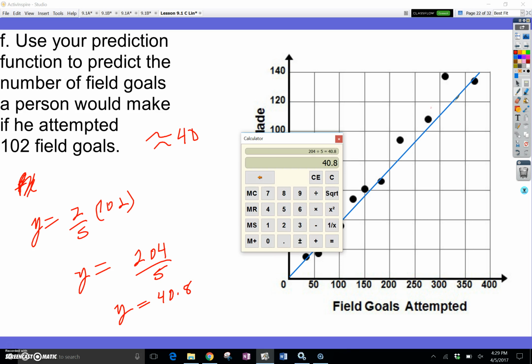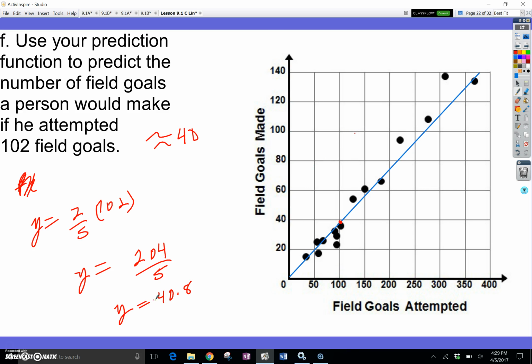Is it 5 or 8? 40.8. So that means I would score 40 baskets if I shot the ball 102 times. So really quickly, if you've noticed, my best fit line is a little lower than it probably should be. It could be a little higher, but that's why we say about, and that works for me. It's about 40 and 40.8. It looks maybe like 39.5 up here. They're all about the same number.